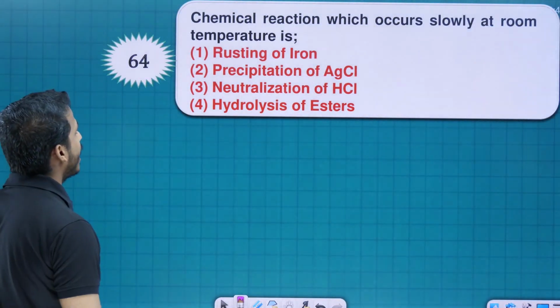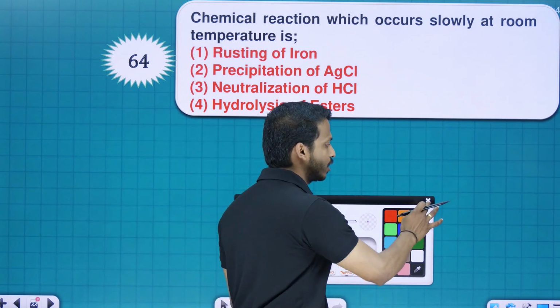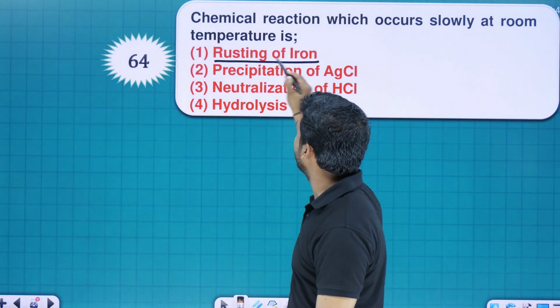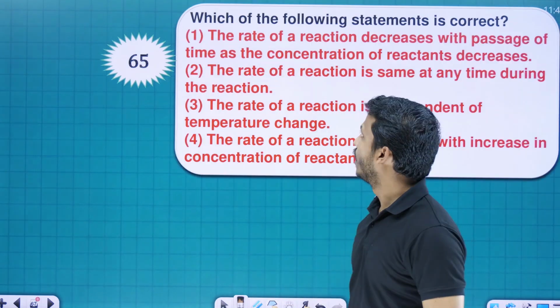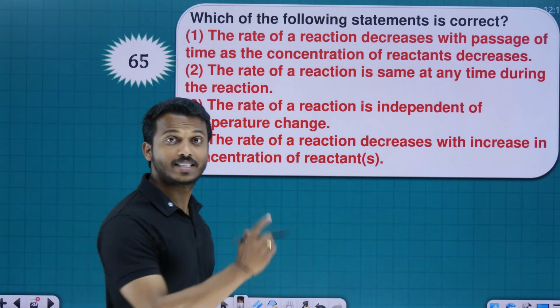Next. Chemical reaction which occurs slowly at room temperature. Which chemical reaction happens slowly at room temperature? Simple one. Rusting of iron, right? It takes more time. Question 65. Which of the following statements is correct?